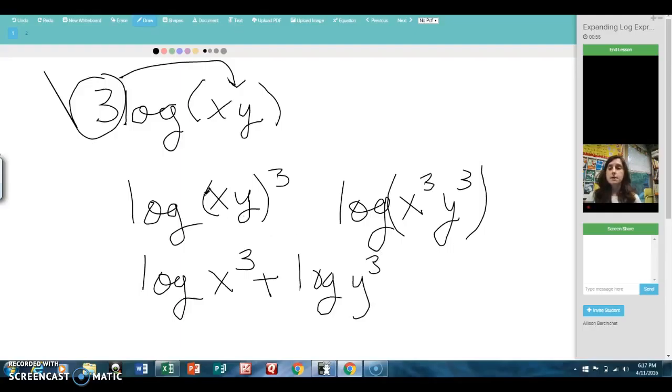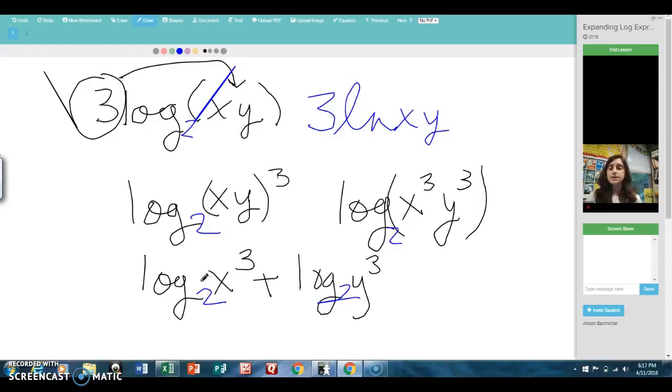And that's it. Now, a couple of notes about this. First, this could have been any base. It could have been log, base 2 here. If that were the case, then I would have just put a 2 on all of the logs. Or we could have even started with a natural log problem, like the natural log, 3 natural log of xy. And the result would have been the same, except that instead of saying log base 2, it would have said natural log.